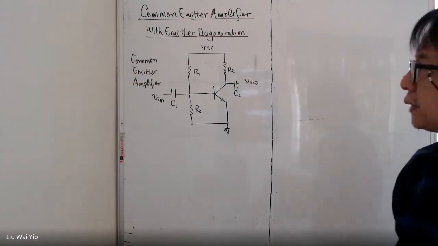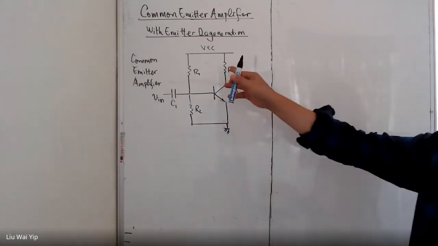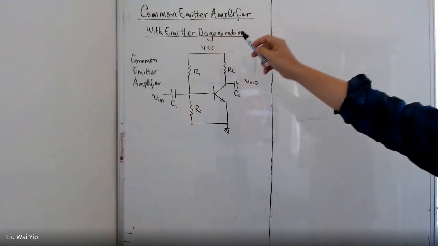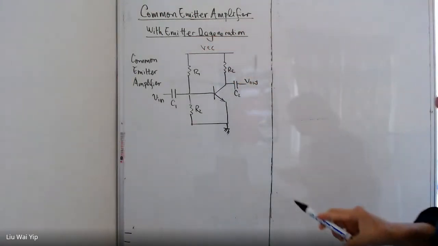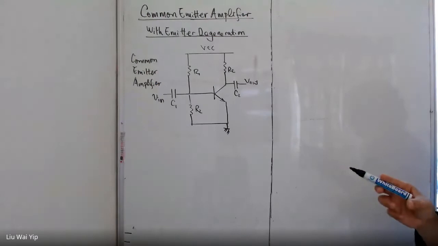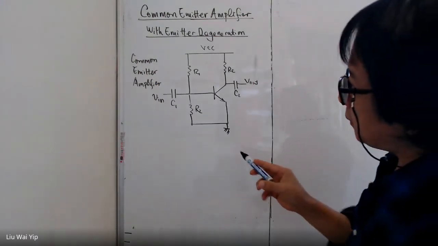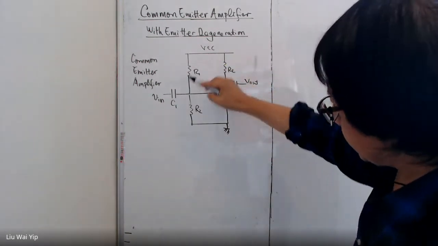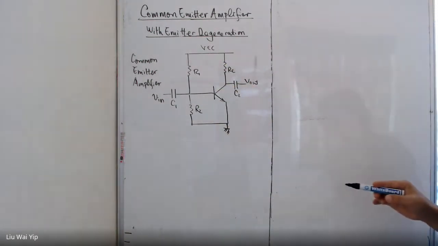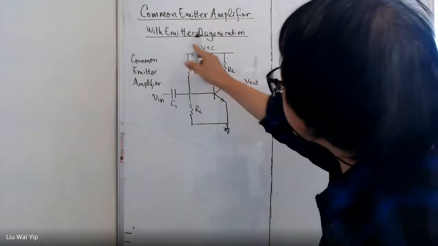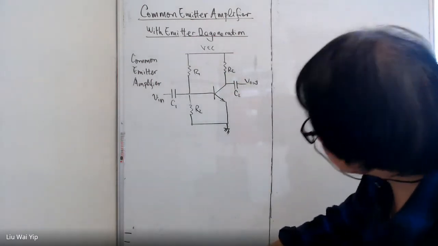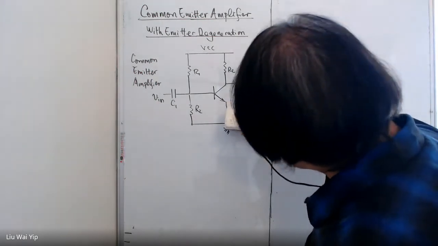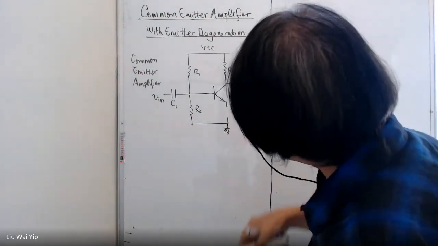Hello everyone. This video is about common emitter amplifier with emitter degeneration. In the previous chapters, we talked about common emitter amplifier, and this is the circuit for the common emitter amplifier. When I say with emitter degeneration, this means the tail of the transistor here has a resistance.